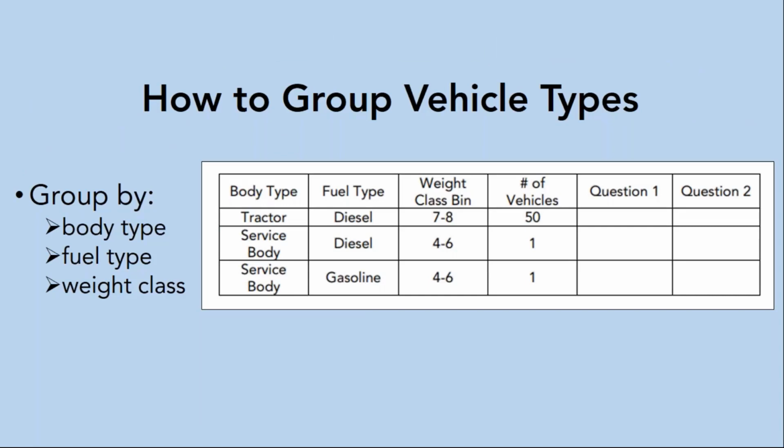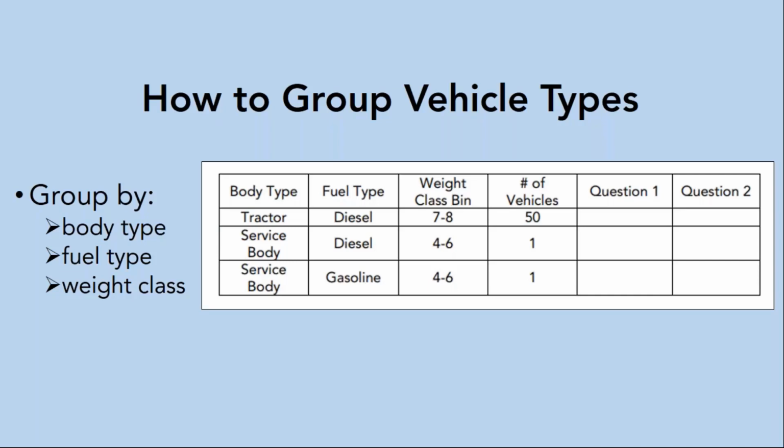Vehicles are grouped by body type, fuel type, and weight class. For example, a freight hauler may have 50 diesel tractors that are all in the class 7-8 category. They also have one diesel truck with a service body and one gasoline truck that has a service body. All of the service trucks are in the class 4 to 6 category.